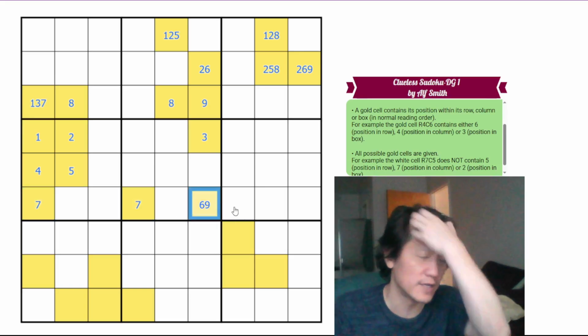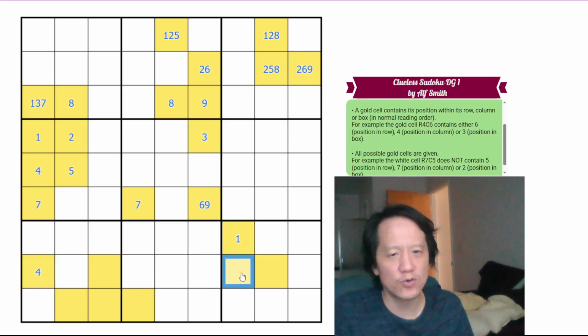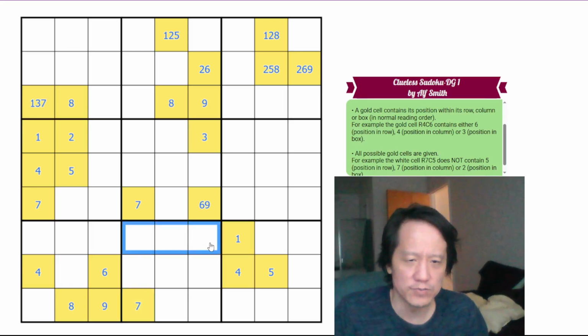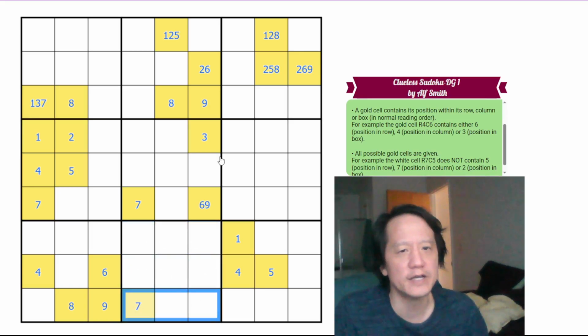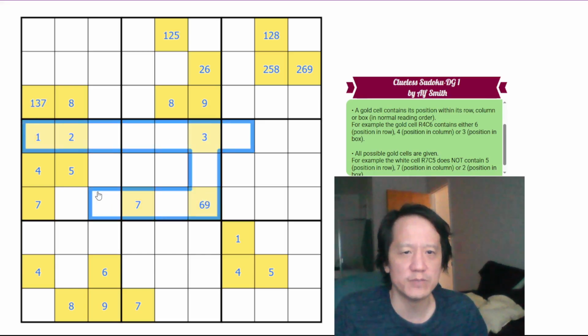We already have 9 here. This can be 1. We have 4 and 4. This is 6. This is 5. This is 8. This is 9. That's 7. And that's just by going like this, 1, 2, 3, 4, 5, 6, 7, 8, 9, and counting those. So we did all the relative positions in boxes.